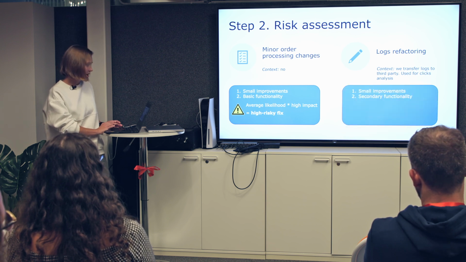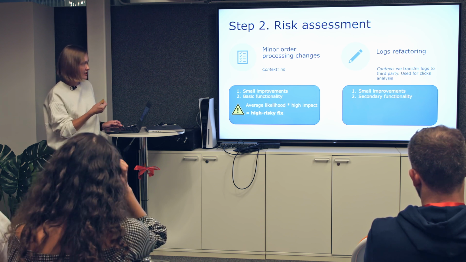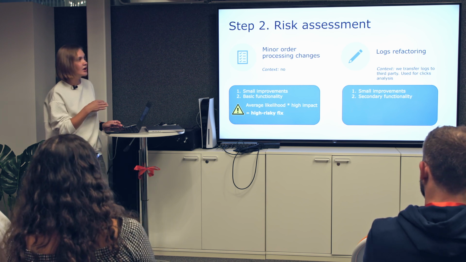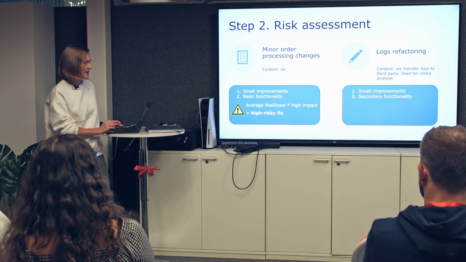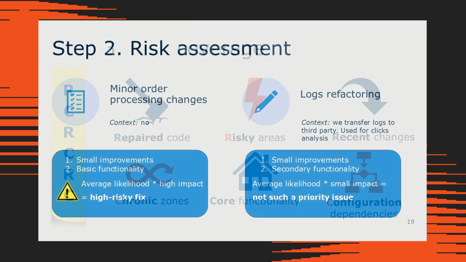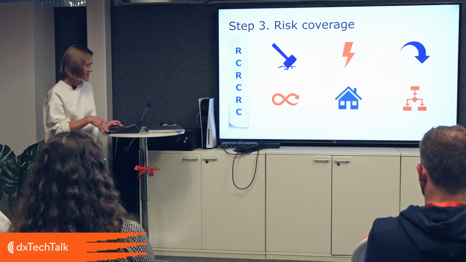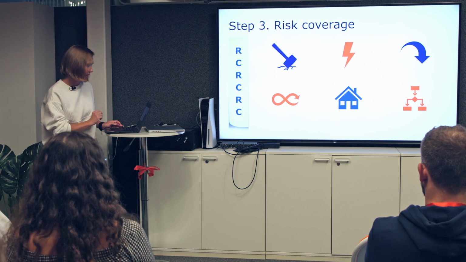For the second one, first of all, we see that logs were refactored, but we see from the context that we changed only logs for user clicks. So we understand that it's a small improvement and secondary functionality. In this case, we don't have such a priority issue like the first one. After this, we proceed with risk coverage. We have to understand how we would check the changes that we defined on the first step with the priority that we defined on the second step.